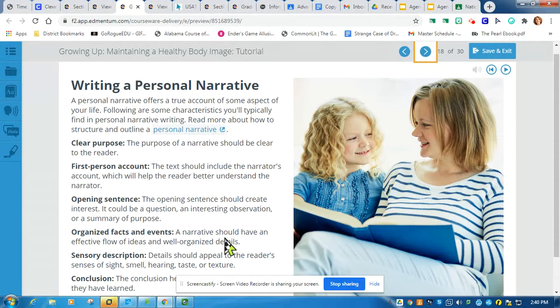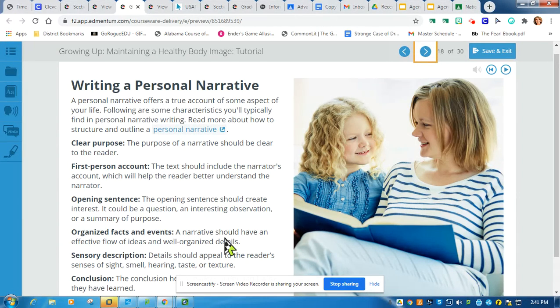Now we're going to look at writing a personal narrative. A personal narrative offers a true account of some aspect of your life. It's personal. The following are some characteristics that you'll find in a personal narrative. And you can read more about how to structure a narrative by clicking on the blue hyperlink.